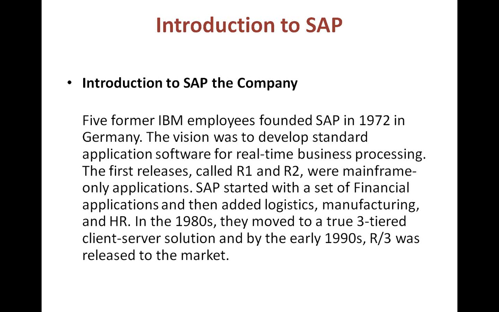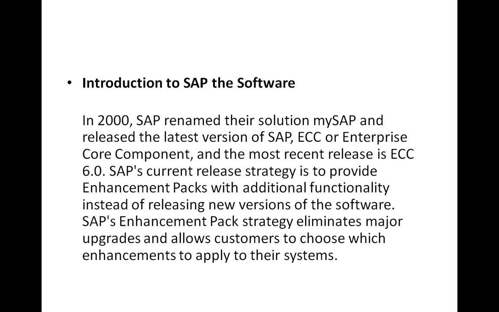SAP was first developed in 2-tier architecture. After that, it was developed in three-tier architecture. It is a client-server solution that we will discuss in depth later. So, an introduction to the SAP software. There are many versions of the SAP software. Day by day, they are adding new technologies to this SAP software. So now we have ECC 6.0. This is the latest version.